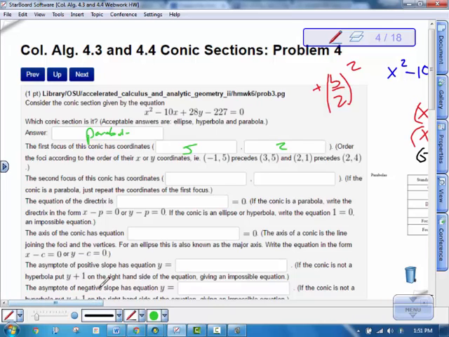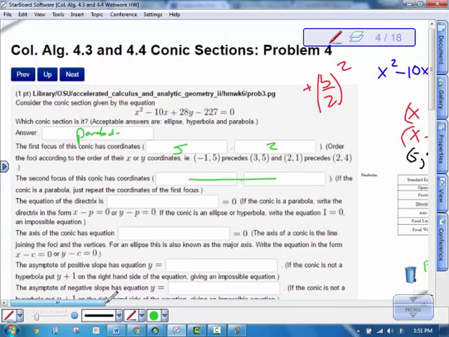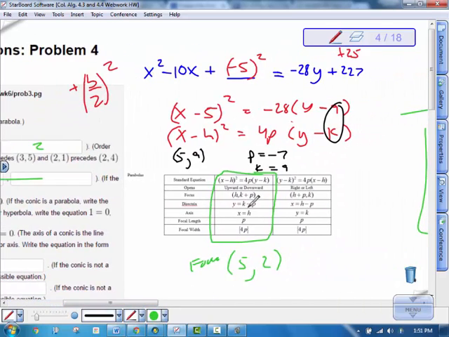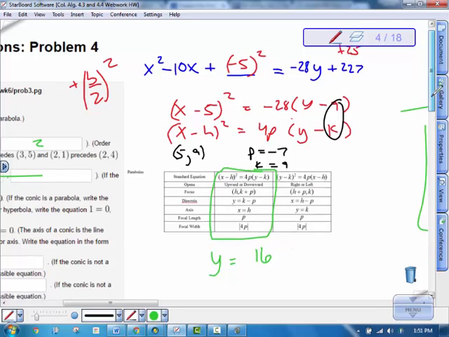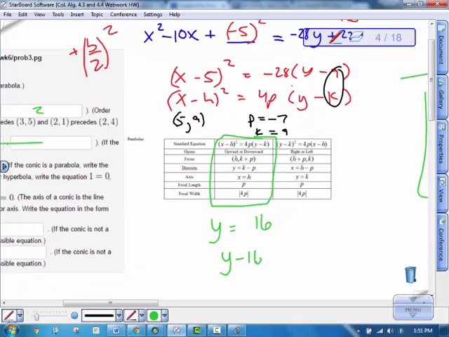There's not a second focus, so I'll just leave that blank. The equation of the directrix is y equals k minus p. So k is 9 and p is negative 7. So that would technically be y equals 16. And then they want it to be equal to 0 though, so we'd have to subtract and make it y minus 16 equals 0 and enter it in that way right here.